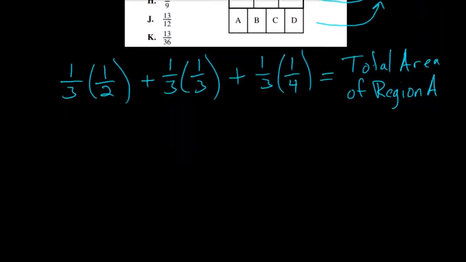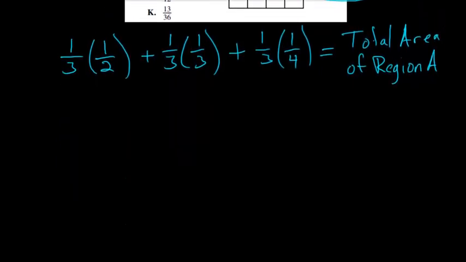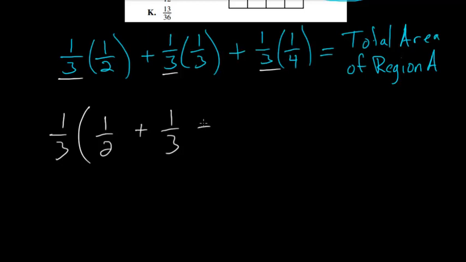So let's first notice that each of these 3 terms contains a factor of 1/3. Notice 1/3 is in each of these. And since it's in every one, we can factor it out. So let's do that, pulling 1/3 out of all 3 of these terms. Here, we're left with just 1/2, plus here, we're left with 1/3, plus 1/4 from here.